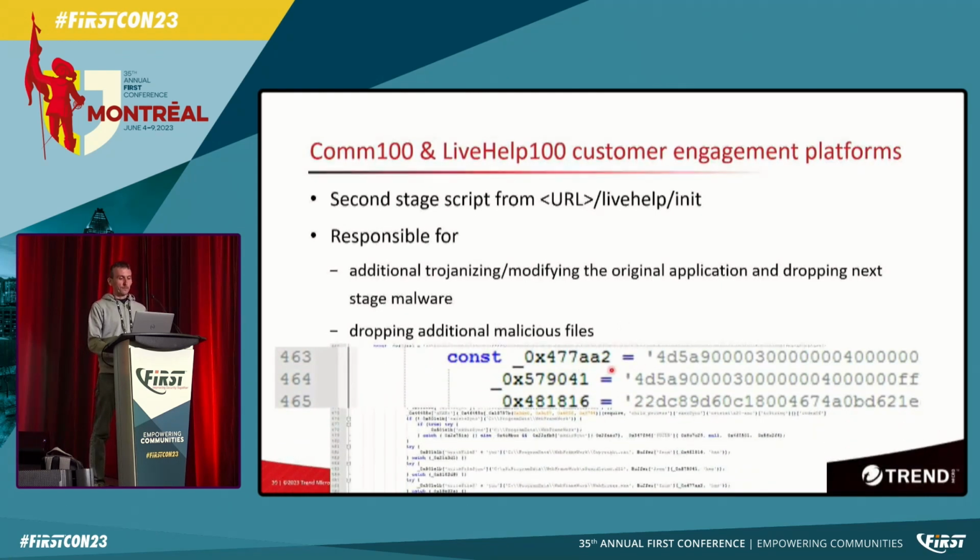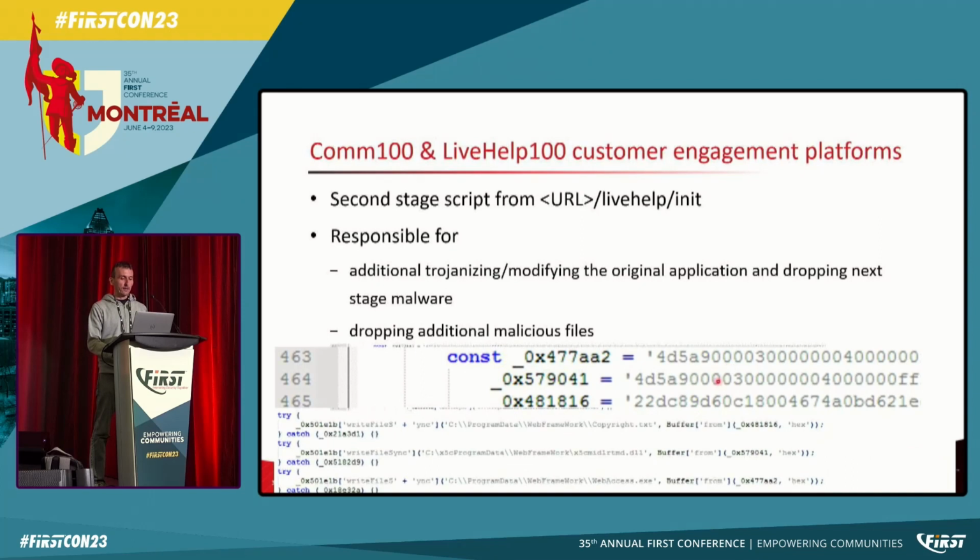Because here, in these variables, you can see the marker 4D5A90, which is the MZ marker for an executable file. And later, again, there are 3 files: one executable, one DLL, and a binary file with encrypted content.